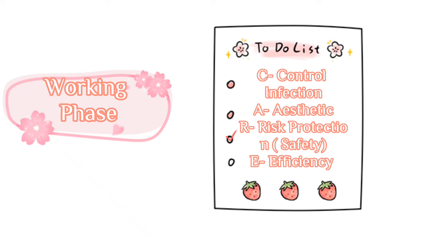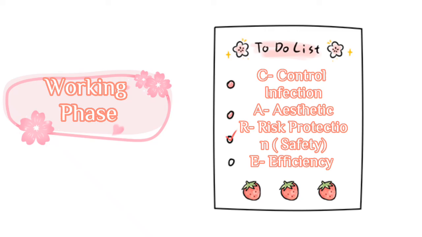R. Risk protection or safety. Explains rationale of procedure to the patient. Provides patient safety. Keeps side rail up on far side of bed. Continues to observe the patient while performing the procedural steps. E. Efficiency. Performs procedure in an acceptable period of time. Demonstrates coordination in handling equipment.